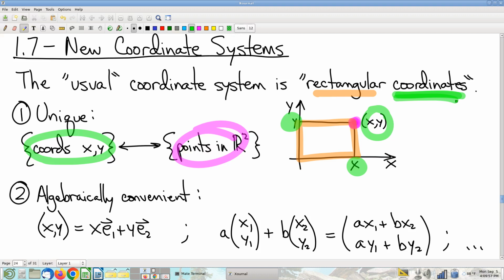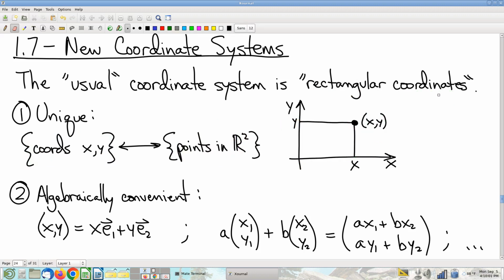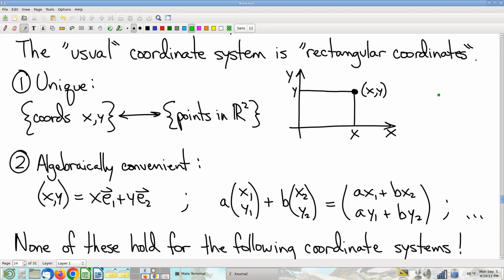Okay. All right. So, now we are going to talk about different coordinate systems, different ways that you can describe where points are. But I want to take a moment to appreciate rectangular coordinates for certain nice features. The rectangular coordinates are unique. There is only one way to do this. There's only one way to describe, let's say this point right here in terms of x's and y's.